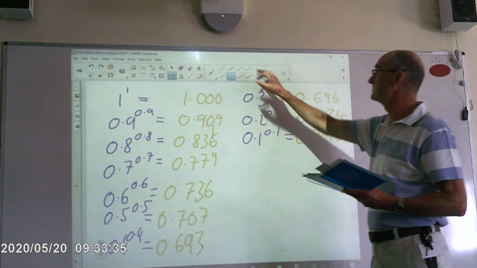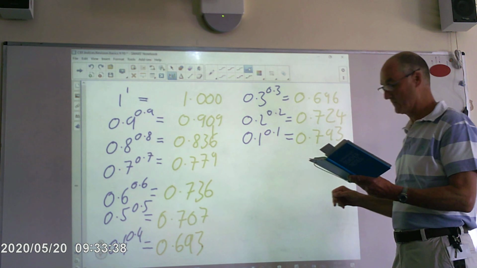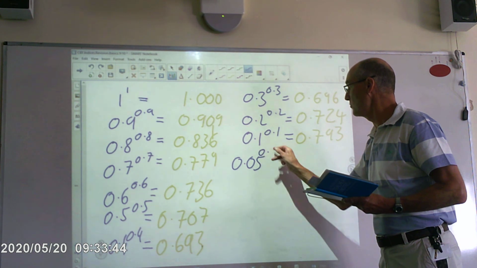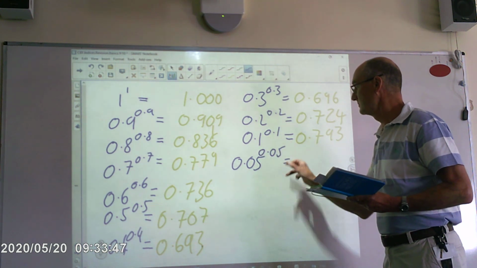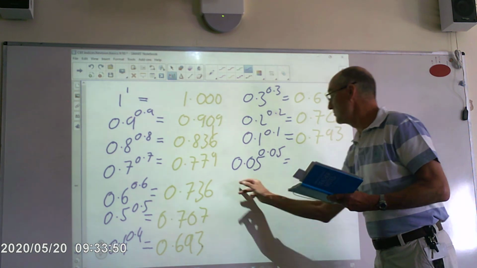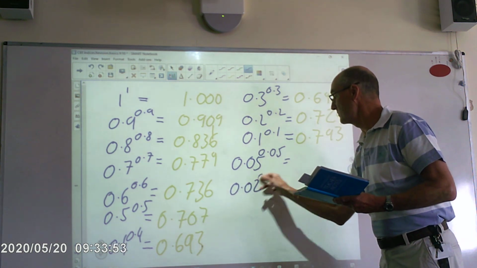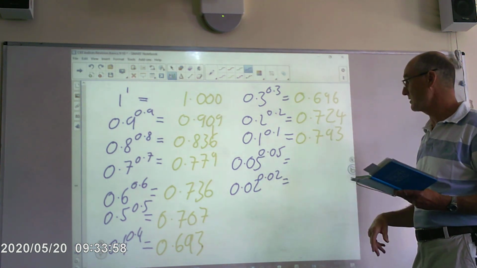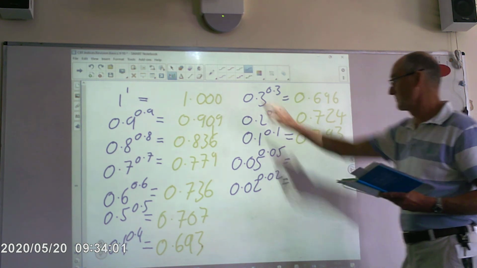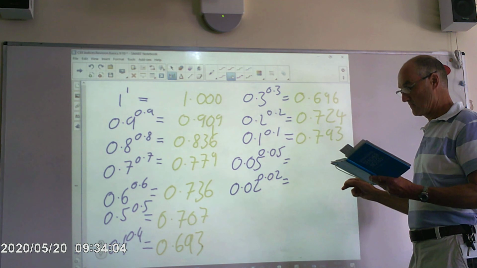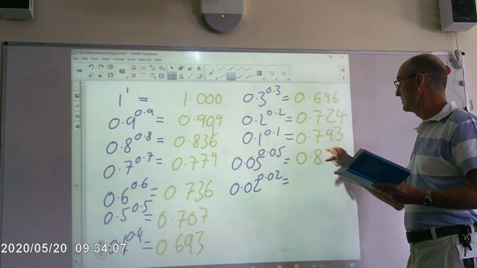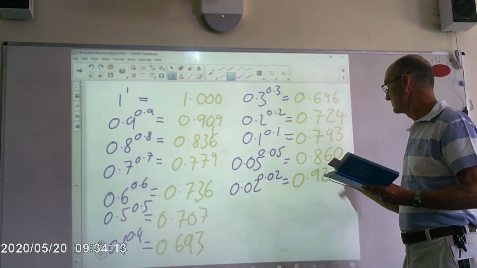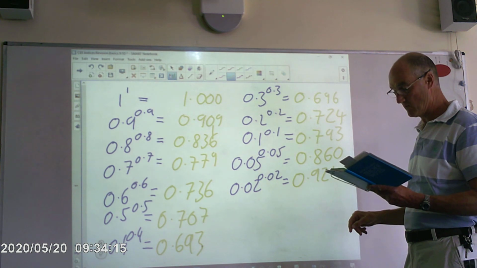So, let's have a look for a few more. I'm going to go 0.05 to the power of 0.05. Let's do 0.02 to the power of 0.02. What's happening to those values? Try them on your calculator. Here we go, write those into 3 decimal places. We're definitely coming up in value here, aren't we?